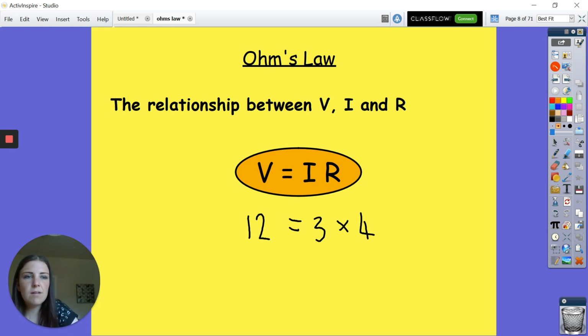So that formula, V equals IR, is showing us the relationship between current, voltage and resistance. The way I could show this one with the arrows is that an increase in the current is a decrease in the resistance and vice versa. So those two things are inversely proportional.